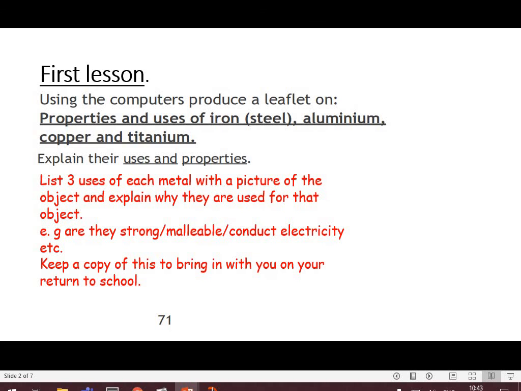I want 3 uses for each of the metals with a picture of the object, and I want you to explain why they are used for that object. So for example, are they strong, or are they malleable, conduct electricity, etc. So for each of the uses, explain why that metal is particularly good for that job. And I want you to keep a copy of this to bring in with you on your return to school.